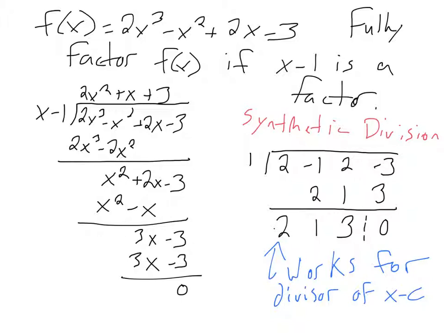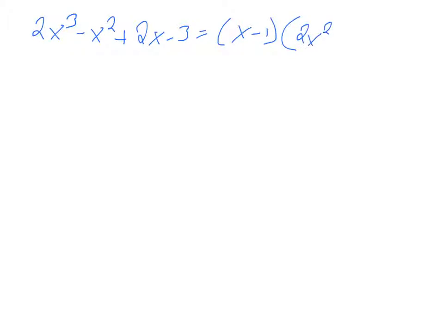So the whole question is, okay, what's the point of that? Well, the point is now I can say that the polynomial 2x cubed minus x squared plus 2x minus 3 is equal to the divisor, which was x minus 1, times what our quotient was, which, if we look there, ended up being 2x squared plus x plus 3, right?